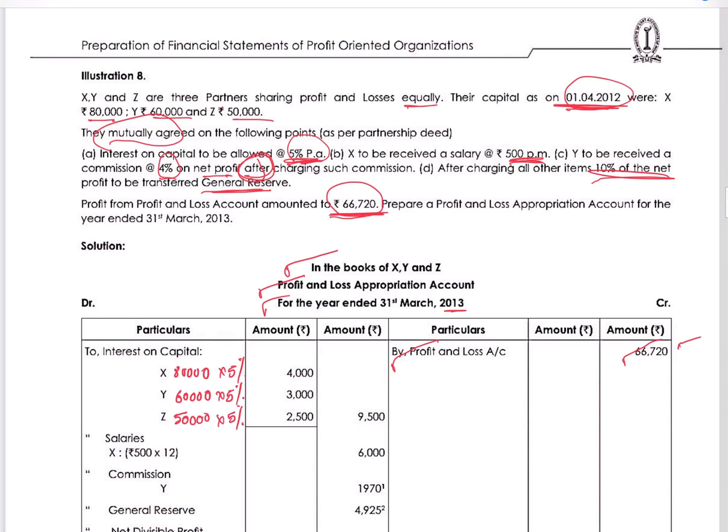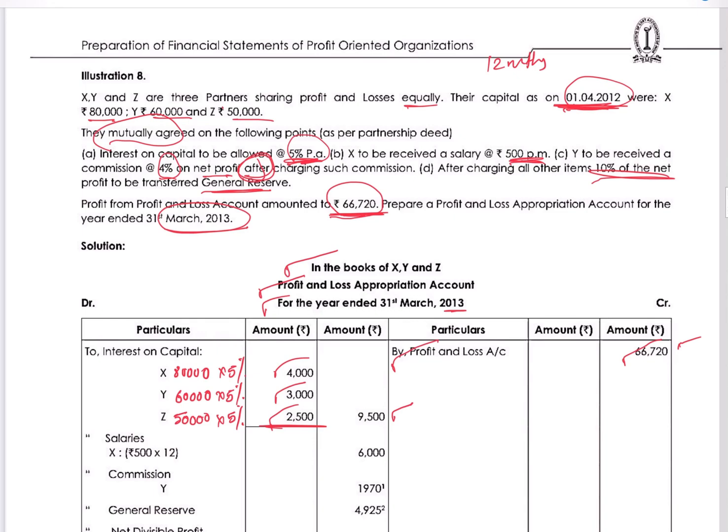The business has been running for the whole year because they have said the capital is as on 1st April 2012 and you have to make books for 31st March 2013. So it's clear for the whole 12 months the business has run, so interest on capital will be given for the whole year. 5% on 80,000 is 4,000, 5% on 60,000 is 3,000, 5% on 50,000 is 2,500. So we got the total interest on capital as 9,500.